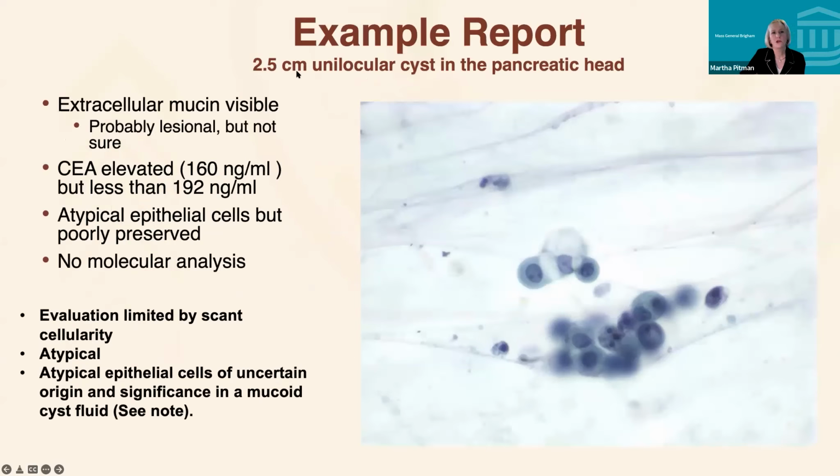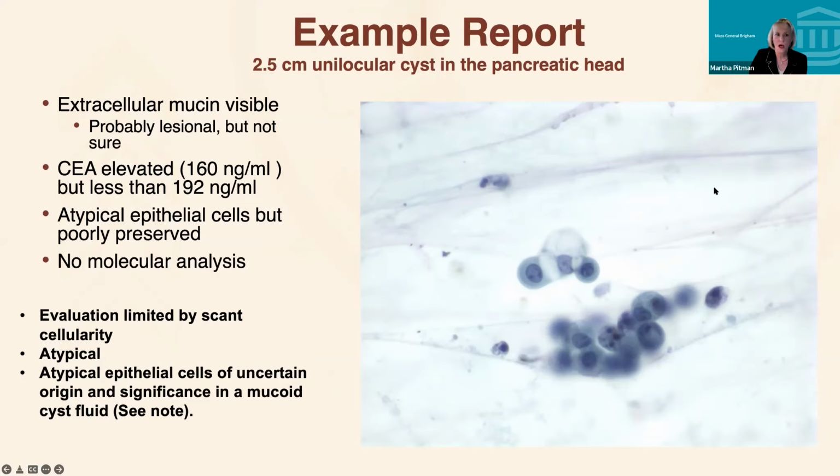So here's an example, a 2.5 centimeter unilocular cyst in the pancreatic head. It's benign on imaging, low risk on imaging. The CEA is elevated, but it's not, again, above our threshold, so we can't put it in the pan-low category. You could, if you were comfortable that this mucin was lesional. Sometimes it can be very difficult to be sure that the mucin is lesional. Thick colloid-like mucin is lesional, but sometimes this wispy mucin can be difficult to distinguish from GI contamination.